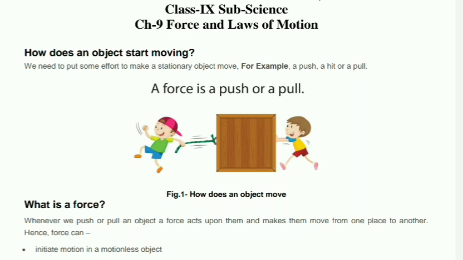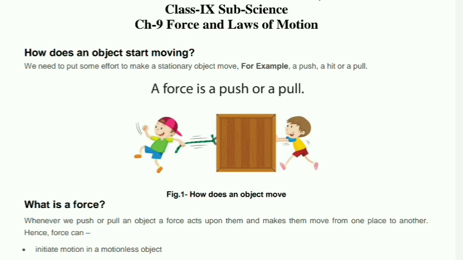Force. A force is a push or a pull. That's the simplest definition that you have been going through since your childhood, right? So a push or a pull is force. Then what are the effects of force? What happens to the object on which force is applied? In how many different ways does force affect objects?